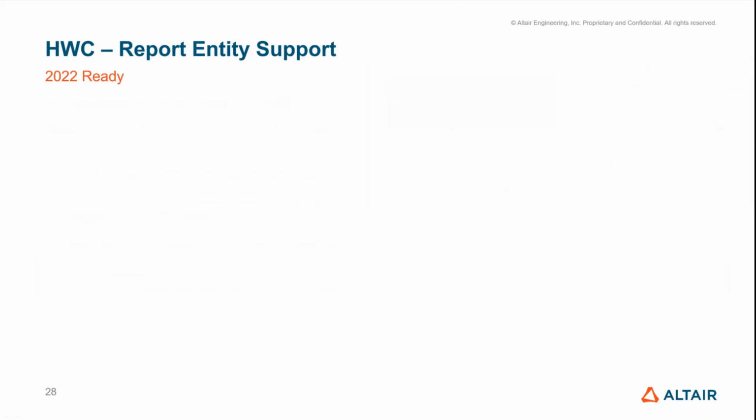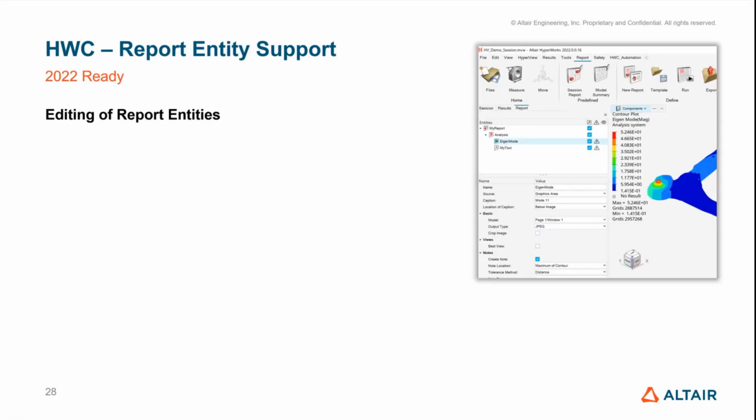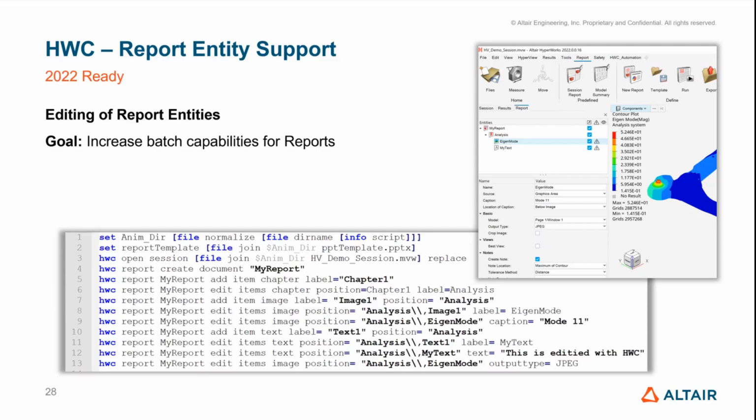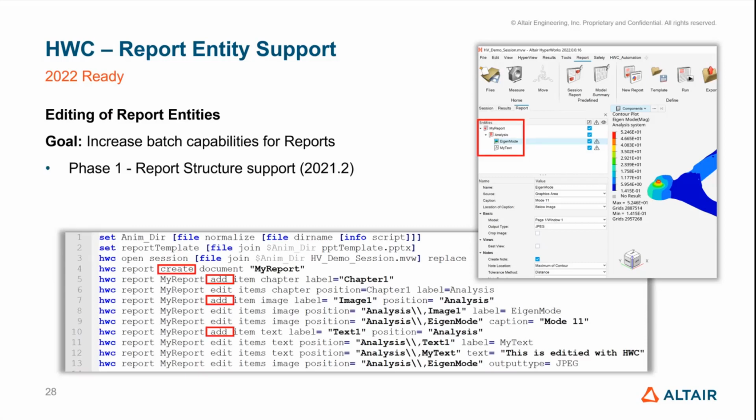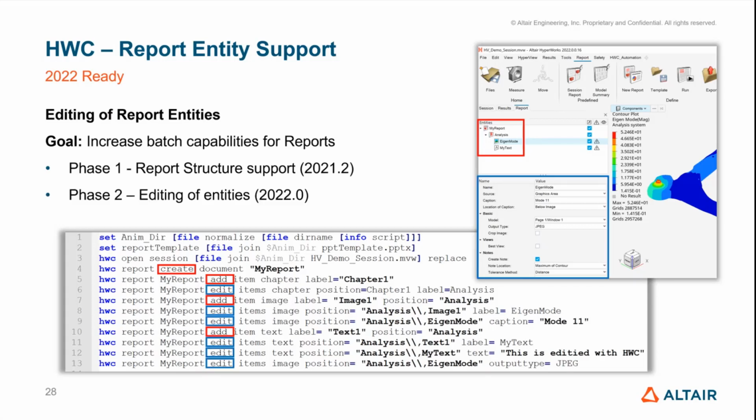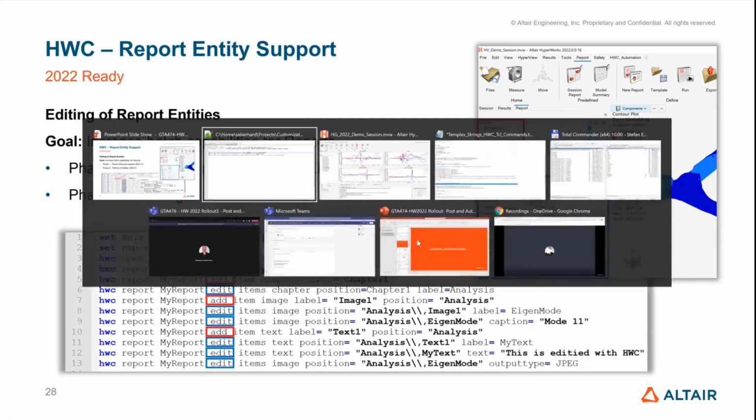Now, the last thing I want to demo is the report entity support. Here in the past, in 2021.2, we supported the report structure commands like create, add, move, copy, etc. And in 2022, we now have the editing. So when I fire up the script, you will see that I create a new report. So a session will be loaded. I start a new report and I add report entities. And then even when they are added automatically, I will change the properties, change the output type, etc. You will see.